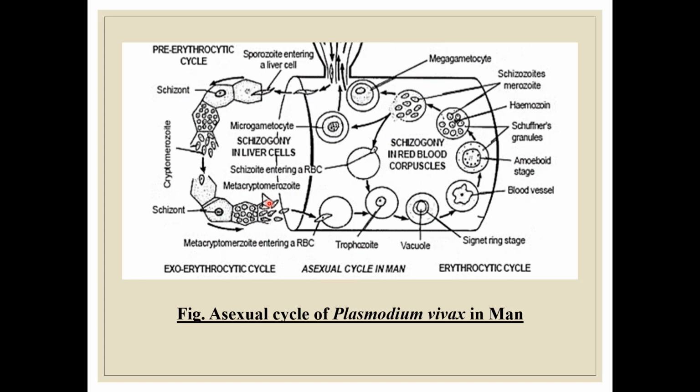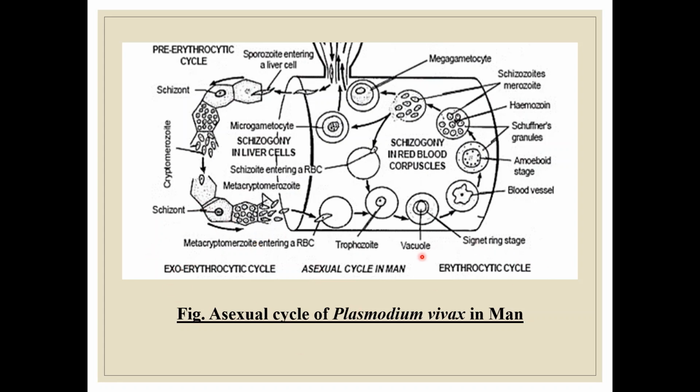Micrometacryptomerozoites, as the name suggests, are smaller in size and more in number, and they invade the RBC and continue the erythrocytic cycle, while the macrometacryptomerozoites are larger in size and less in number. They remain in the liver cell and attack fresh liver cells and continue the exoerythrocytic cycle.